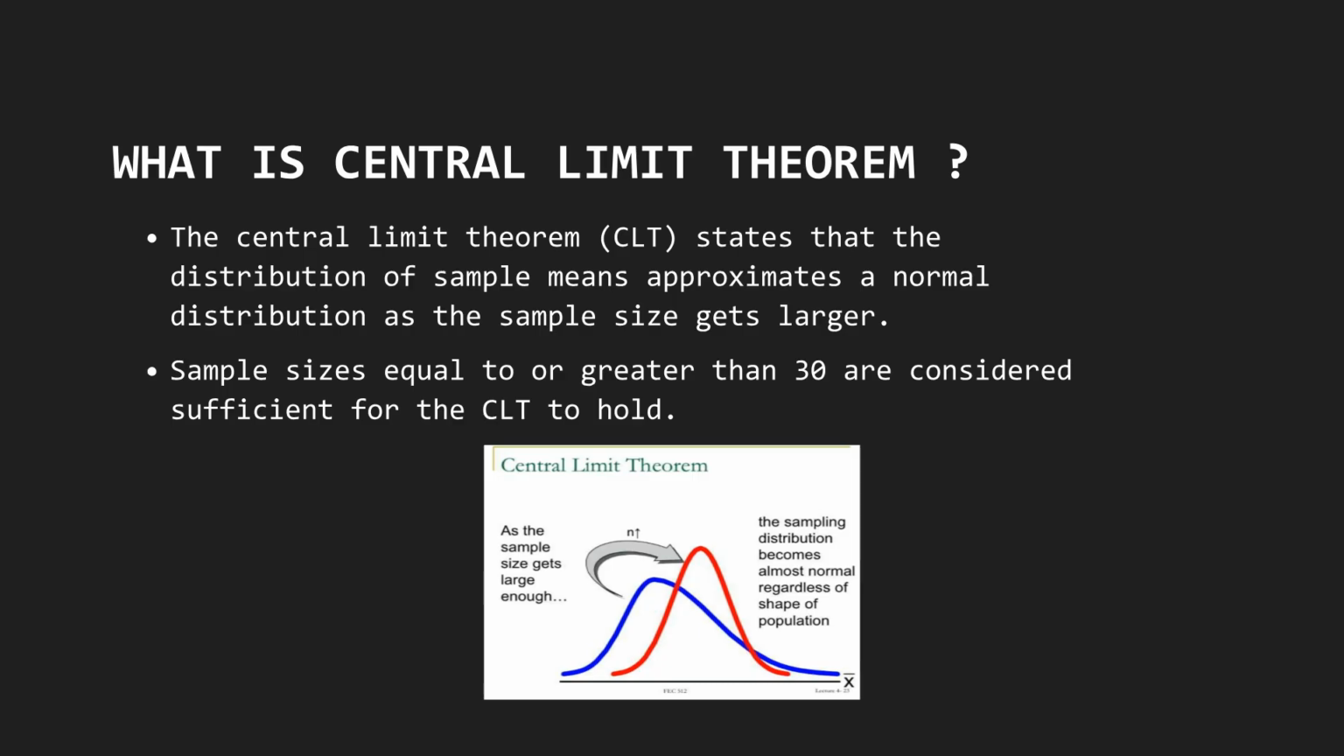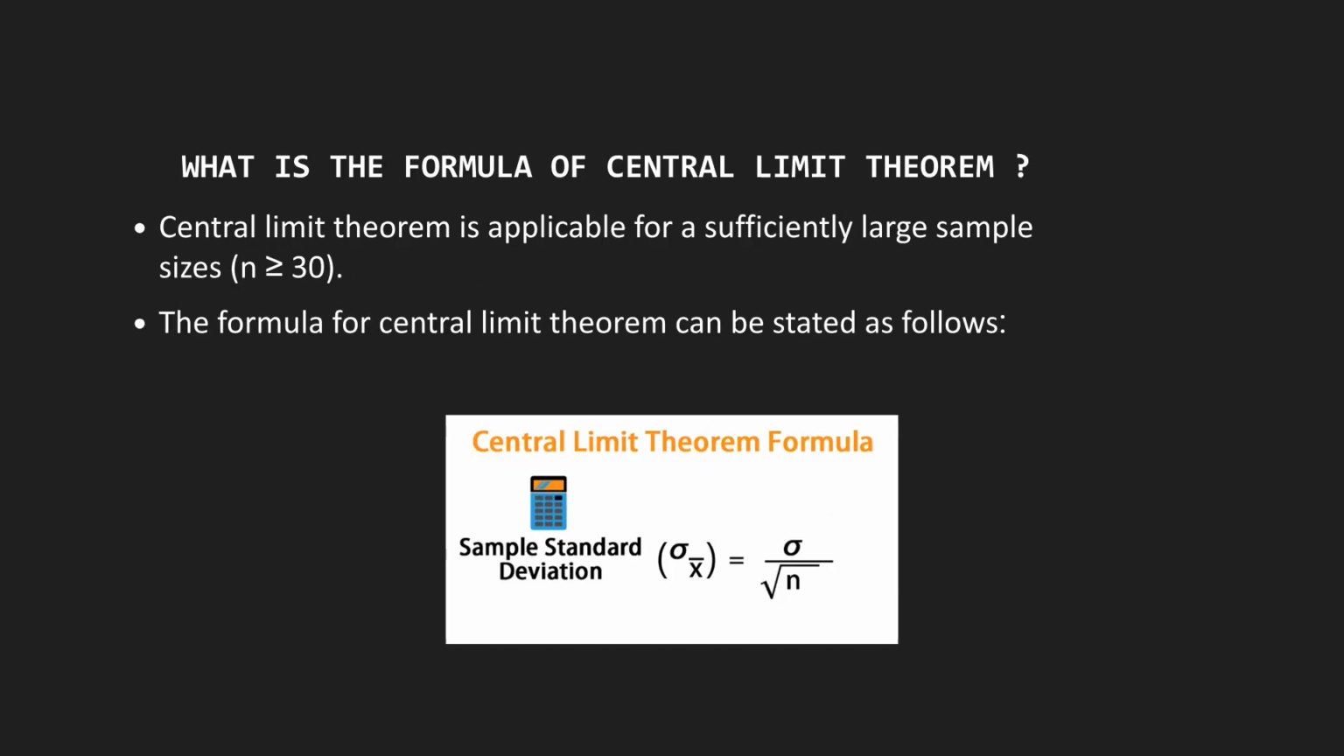The central limit theorem, or CLT, states that as the sample size increases, the distribution of sample means approximates a normal distribution. Generally, sample sizes of 30 or more are considered sufficient for the CLT to hold. The central limit theorem is applicable for sufficiently large sample sizes, typically n greater than or equal to 30. The formula for the central limit theorem helps to describe this approximation.